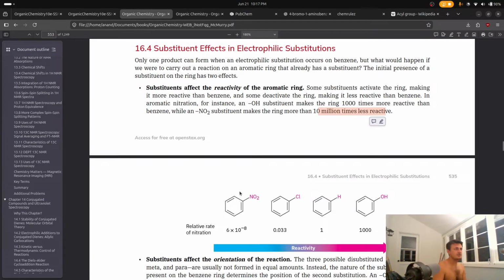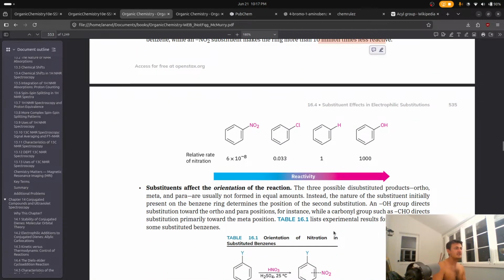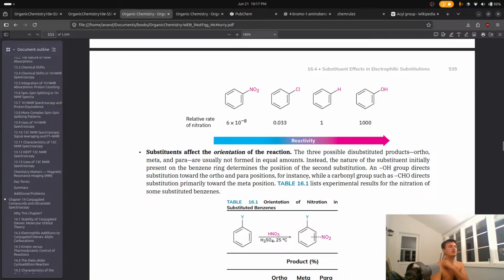Okay, so that's the first effect, it affects the reactivity of the aromatic ring. Second, substituents affect the orientation of the reaction. The three possible disubstituted products, ortho, meta, and para, are usually not formed in equal amounts. Instead, the nature of the substituent initially present on the benzene ring determines the position of the second substitution.